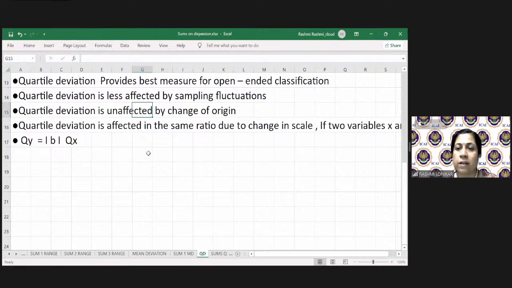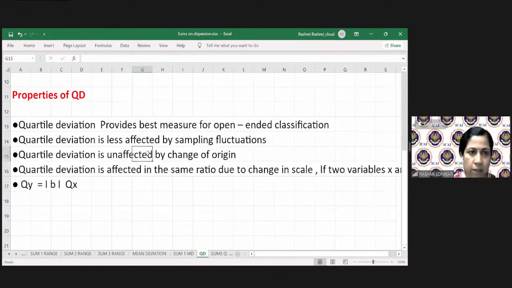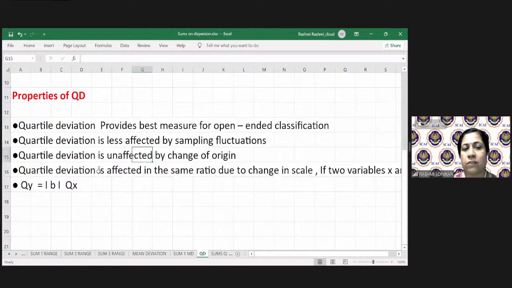So open-ended classification, we will have where the ends are not available. ओके, तो मिनिमम वैल्यू अगर नहीं है या मैक्सिमम वैल्यू नहीं है या मिनिमम भी मालूम नहीं मैक्सिमम भी मालूम नहीं, ओपन एंडेड क्लासिफिकेशन के लिए वो करते हैं, तो उसमें क्वार्टाइल डिविएशन सबसे अच्छा मेजर माना जाता है। Okay, then second is quartile deviation is less affected by sampling fluctuations. Okay, these are the theory questions that can be asked.